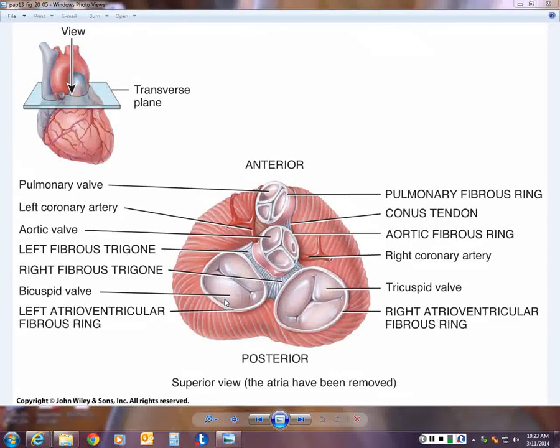Alright, in this discussion we'll be taking a look at the various heart valves and also talk a little bit about coronary circulation. In this image you can obviously see all four heart valves.